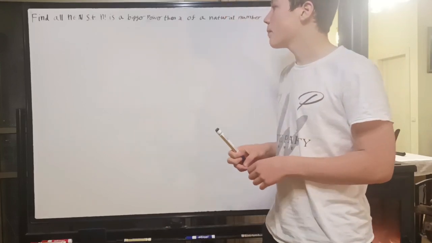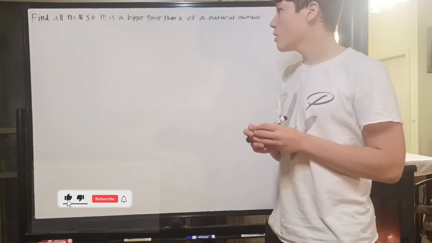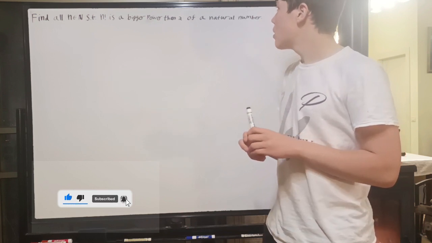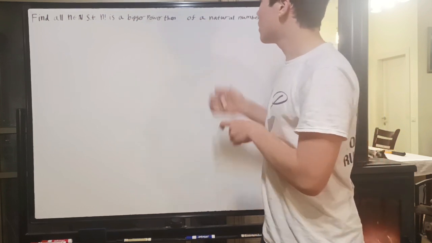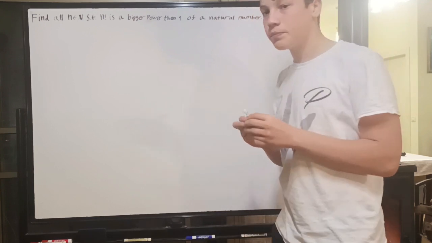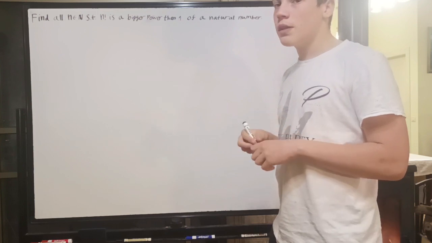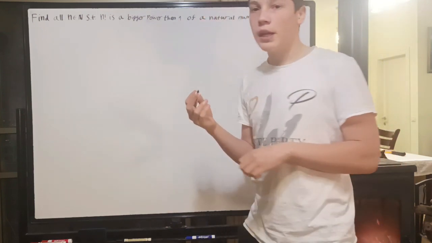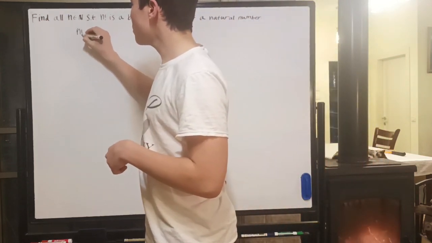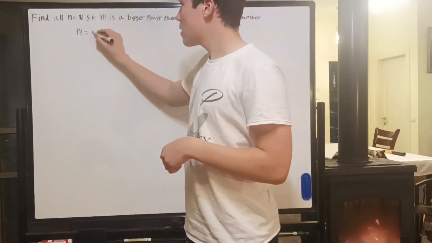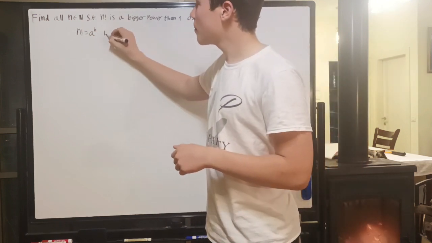Today we're going to do this problem. We want to find all natural numbers n such that n factorial is a power bigger than 1 of a natural number. Actually, I should mention a power bigger than 1. So basically we want to find all natural numbers n, and by natural I mean positive integers, not including 0, such that the number n factorial can be written as some natural number a to some natural power b, where b is bigger than 1.